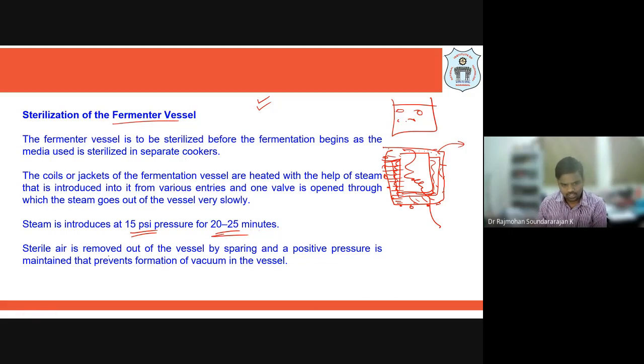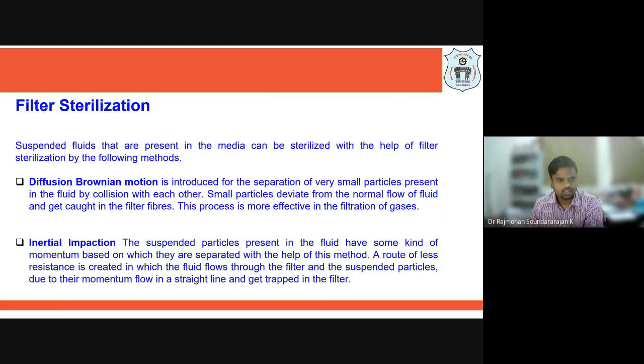Okay, so this sterile air is removed out of the vessel by sparging, and a positive pressure is maintained that prevents formation of a vacuum in the vessel. And we are going to make use of air filters, so they also need to be sterilized. So in that case, how to sterilize the filters? So filter sterilization, how we use the filters to sterilize.